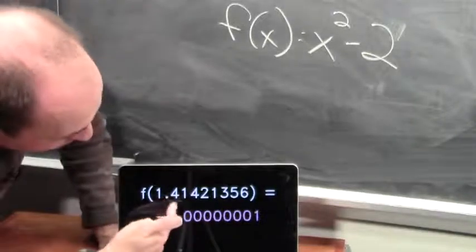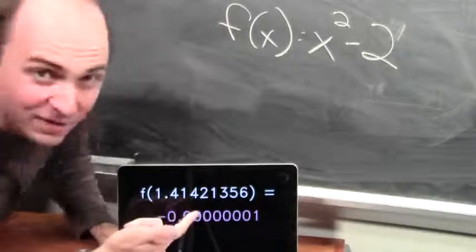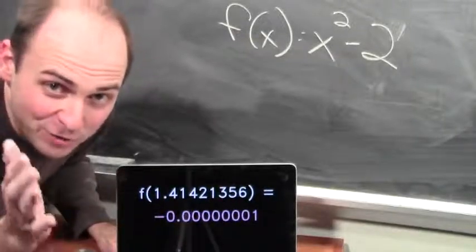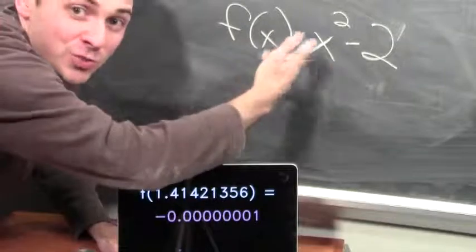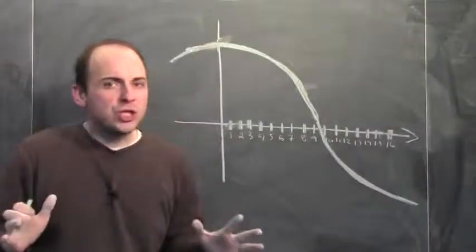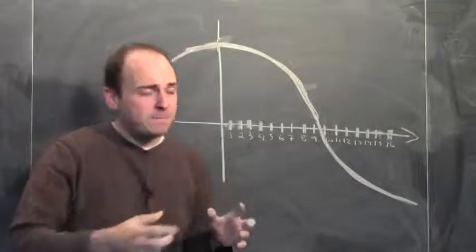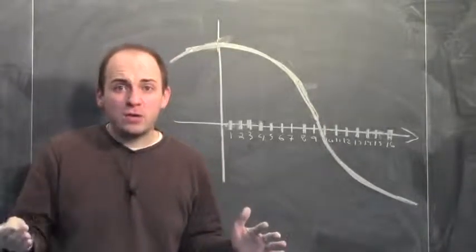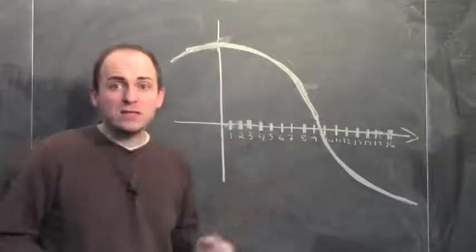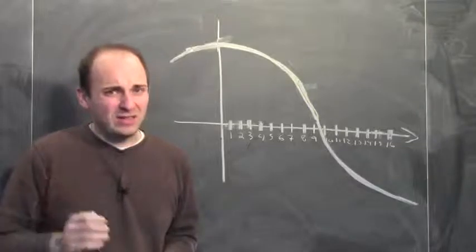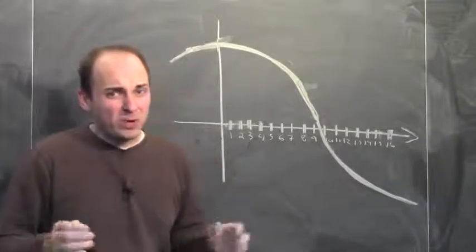And what is 1.41421356? It's awfully close to the square root of 2. And if you take the square root of 2 and square it and subtract 2, you get 0. What we just saw with the knob that I was turning, it's actually an incredibly general technique for figuring out where a continuous function crosses the x-axis. And we can do it very efficiently. Let's take a look at how we might do this a little bit more carefully.